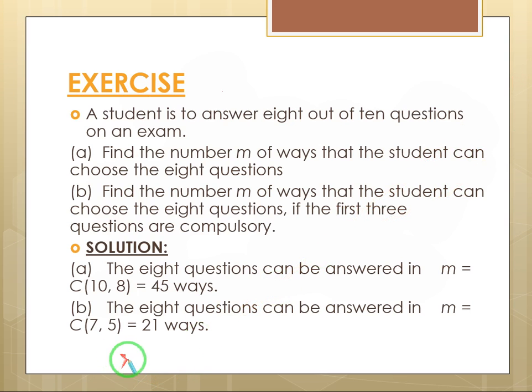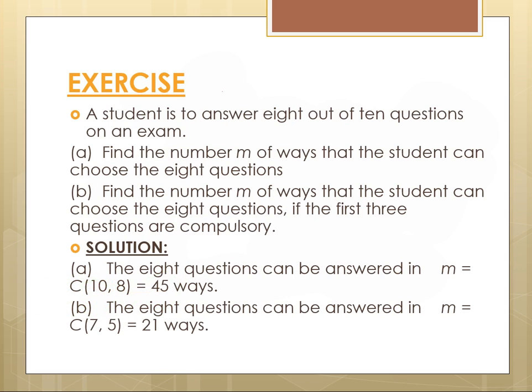So this is a simple method using the formula of a combination. Again you can solve it out: 10 factorial divided by (10 minus 8) factorial into 8 factorial. Then you can solve it out, which is equal to 45.